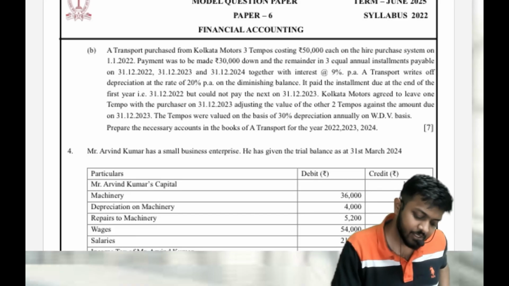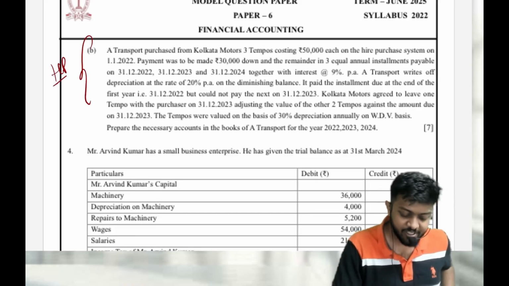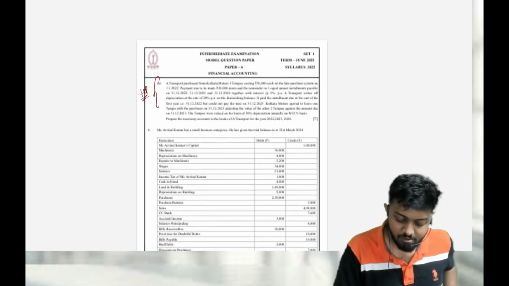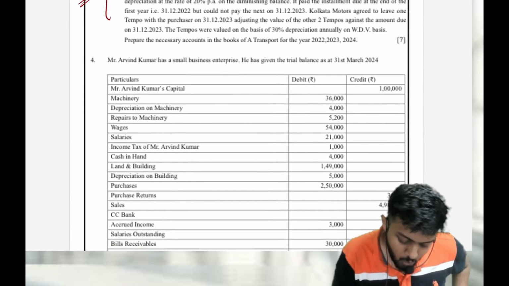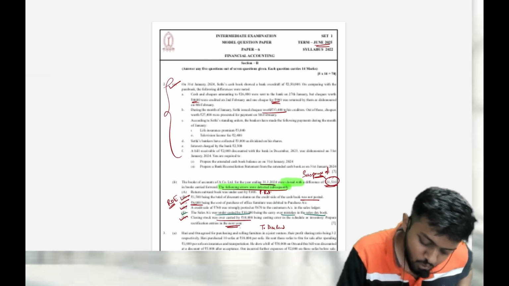Sorry, it is a hire purchase, not depreciation. Okay, we'll do it when that comes. That's all. So let's go to another set.